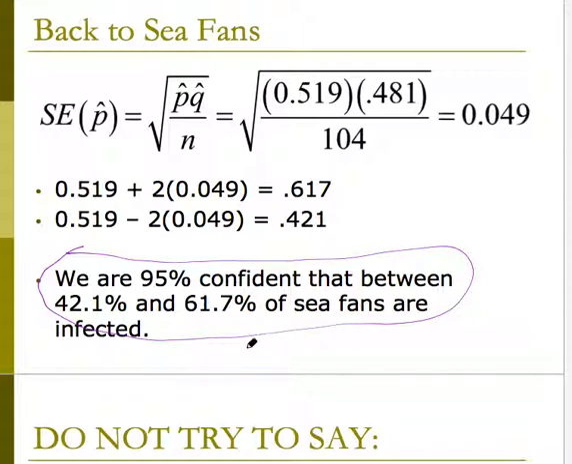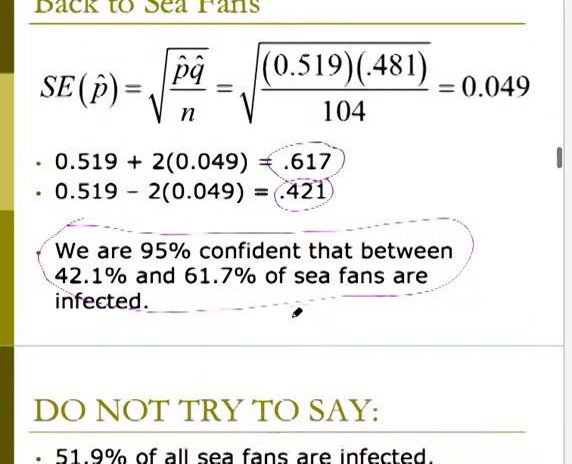Okay, so we are 95% confident, and then in parentheses, that's the 2 standard deviations. We're 95% confident that between 42.1%, right here, and 61.7% of the CFANs are infected. Okay, so that's all we can say. We can't say anything else.